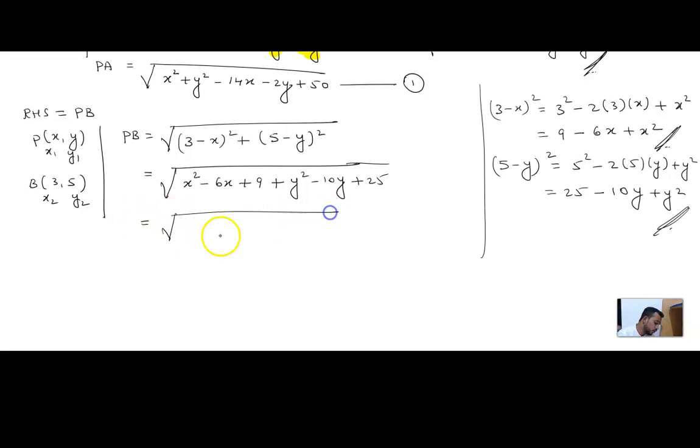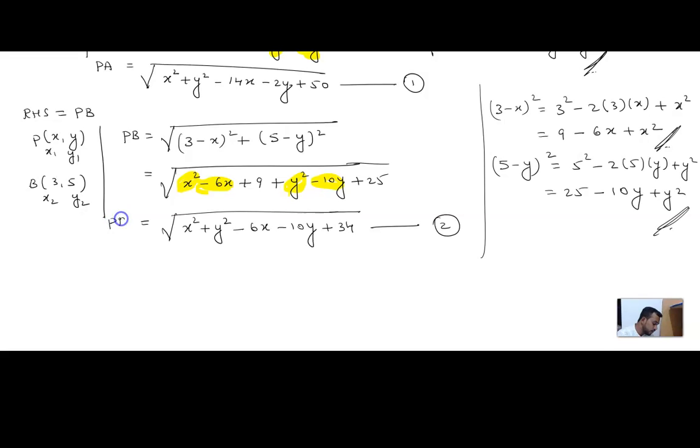Okay, so root of, now first we take the x square term, then the y square term, power 2, power 2. Now power 1, that is minus 6x minus 10y. Got it? Now what is left out? Can you see, children? We have taken x square, y square, then the x term, then the y term. Now left out is 9 plus 25. What is 9 plus 25? That is plus 34. Now can anything be added? No. Can we subtract? No. So let me say this is equation 2.